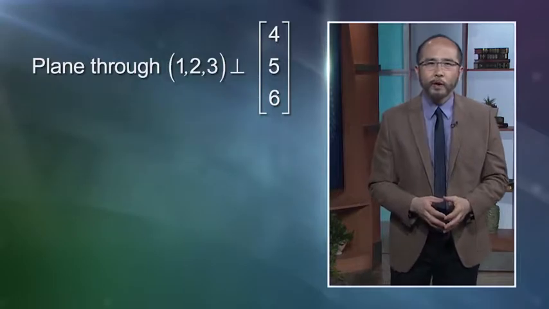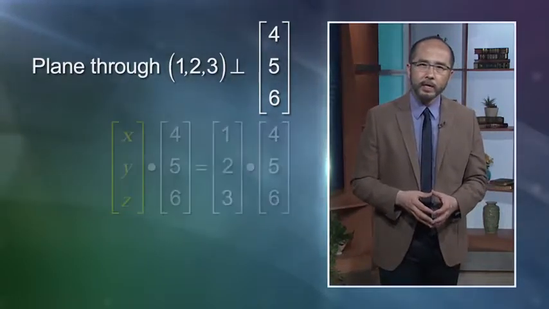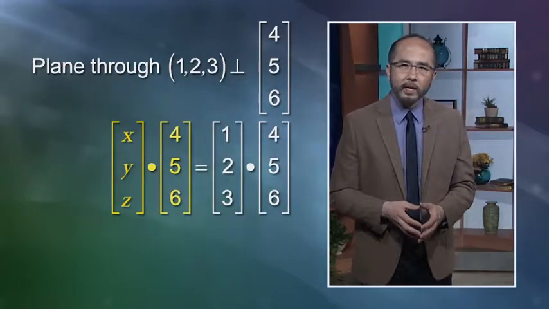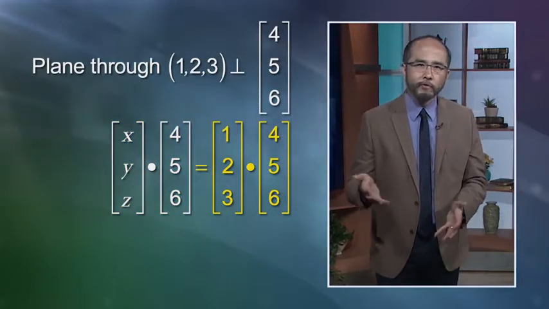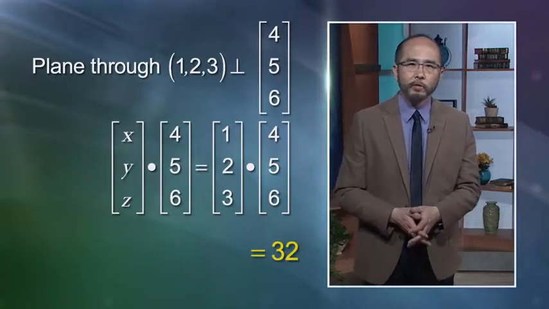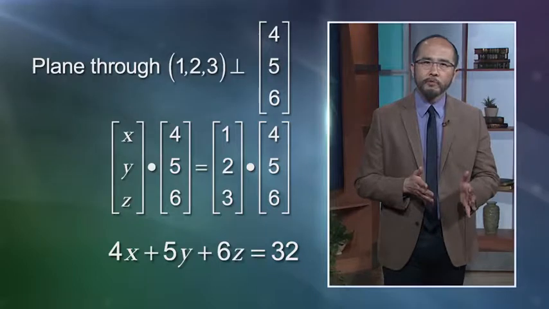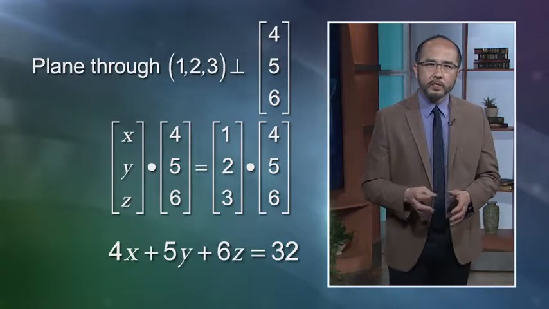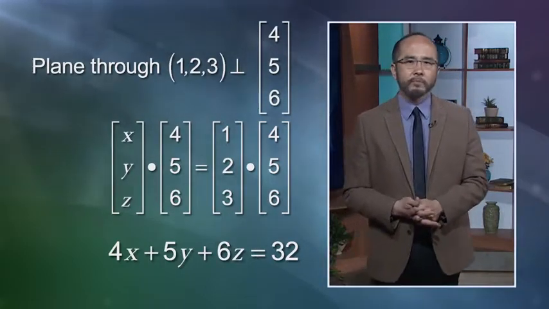Let's do an example and find the equation of a plane through the point 1, 2, 3 perpendicular to 4, 5, 6. If vector x has components x, y, z and lives on the plane, then x, y, z dot 4, 5, 6 should equal 1, 2, 3 dot 4, 5, 6, which you can compute to be 32. Taking dot products, we see that 4x plus 5y plus 6z equals 32. This is the relationship that x, y, z must satisfy to be on this plane.